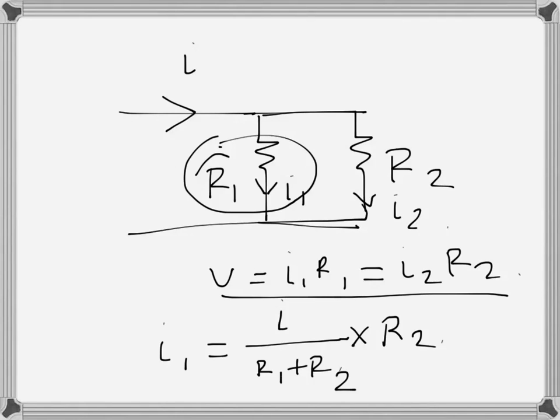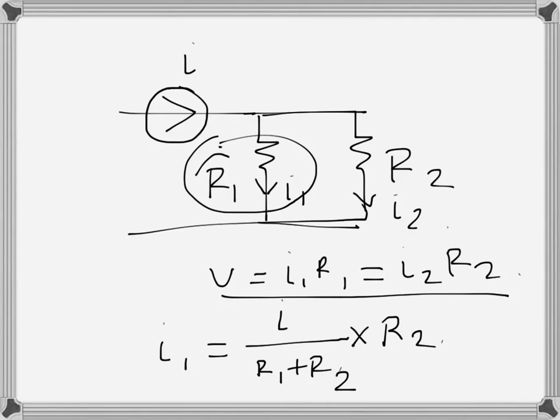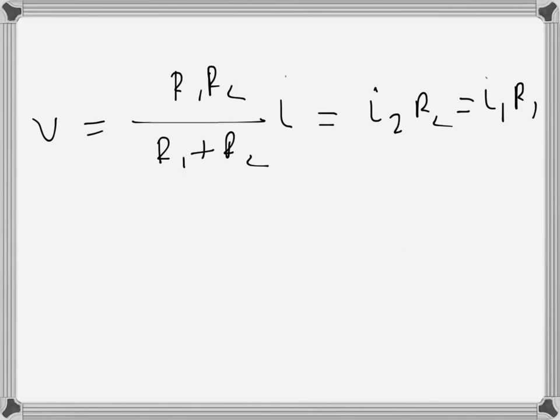So V is equal to I1 R1, and the total current I times R1 R2 over R1 plus R2 is V, and also I2 R2 or I1 R1 is also V, because these are all parallel. So if we replace this with one resistance, that will be the resistance through which the full I goes, and that full I times this equivalent is the V.